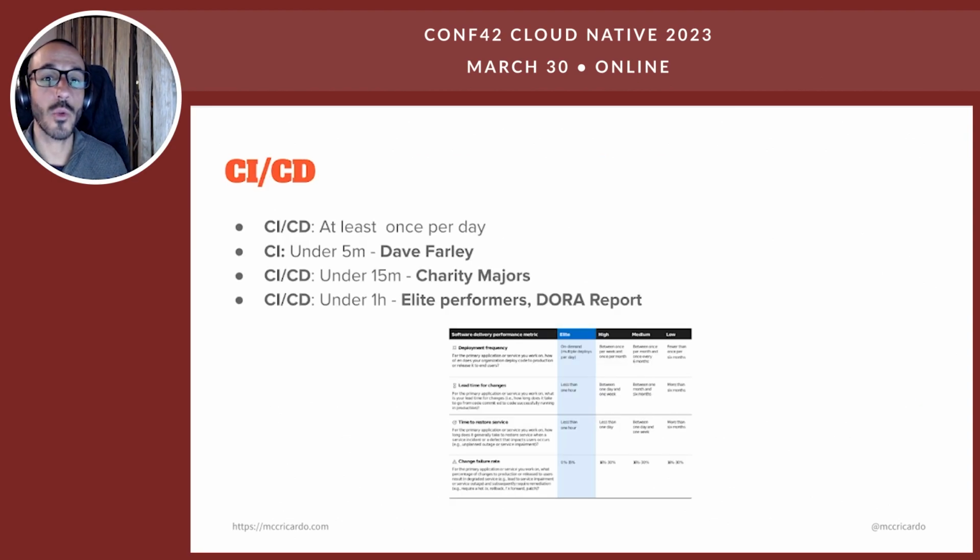There's not a strict rule, but as a rule of thumb, we should do CI/CD at least once per day. This means that we should integrate code at least daily from all developers on a team, and it should be put in front of users at least daily. Dave Farley says that CI, for example, should run under 5 minutes. Charity Majors says that your whole process for CI/CD should run under 15 minutes. And according to the DORA report, elite performers perform CI/CD in under 1 hour.